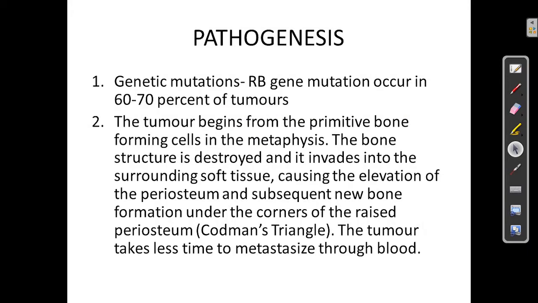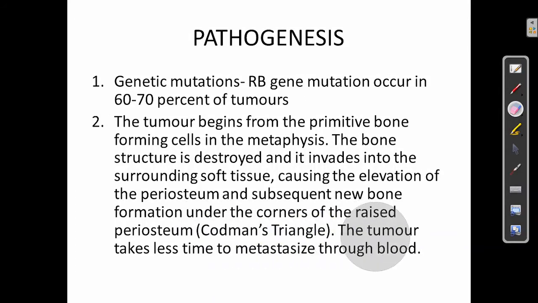Then the pathogenesis. Pathogenesis is, first of all, genetic mutations. Here RB gene mutation occurs in 60 to 70% of the tumors. The tumor begins from the primitive bone forming cells in the metaphysis. The bone structure is destroyed and it invades into the surrounding soft tissue, causing the elevation of the periosteum, and there is subsequent new bone formation under the raised periosteum, that is known as Codman's triangle.